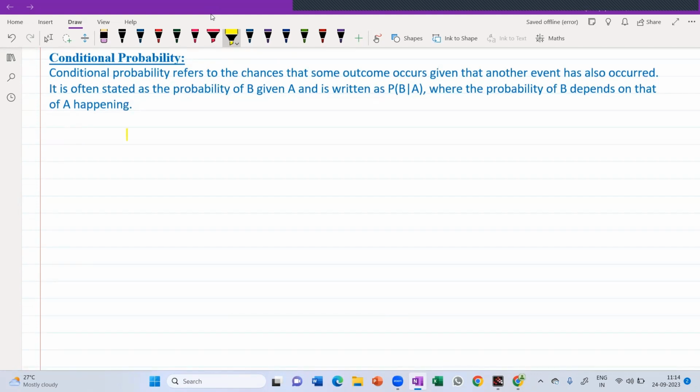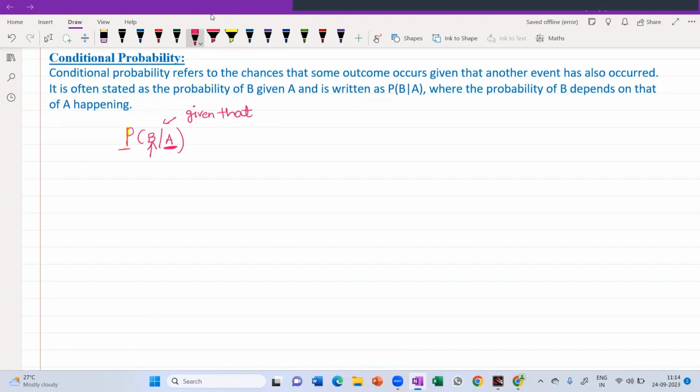That means when you're finding the probability of any event, you take into consideration that event A has already occurred, or the first event has already taken place, and depending on that you find the probability of your next event. This is how we denote P of B slash A. Here slash means given that. We read this as B given that A. So it means the probability of event B given that event A has already occurred.